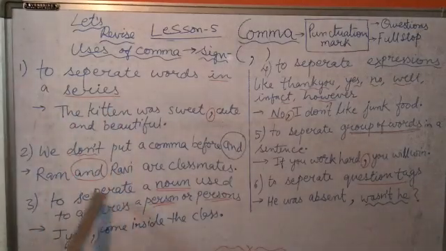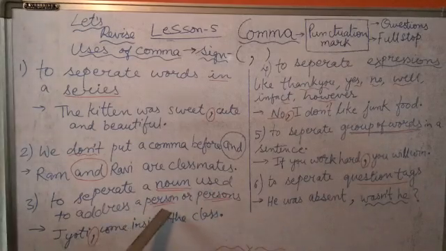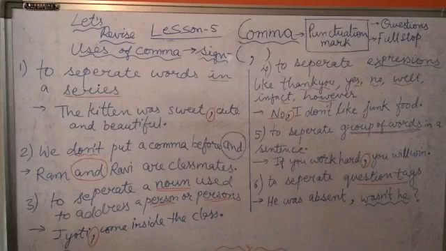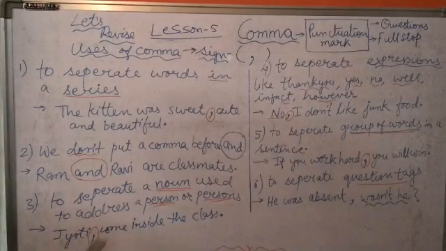Number 3, to separate a noun used to address a person or persons. A person means singular, persons means plural. For example, Jyoti, come inside the class. Now, Jyoti is a person, a singular person. So, come inside the class is addressing Jyoti. This sentence is for Jyoti. So, we have separated this sentence by using a comma.